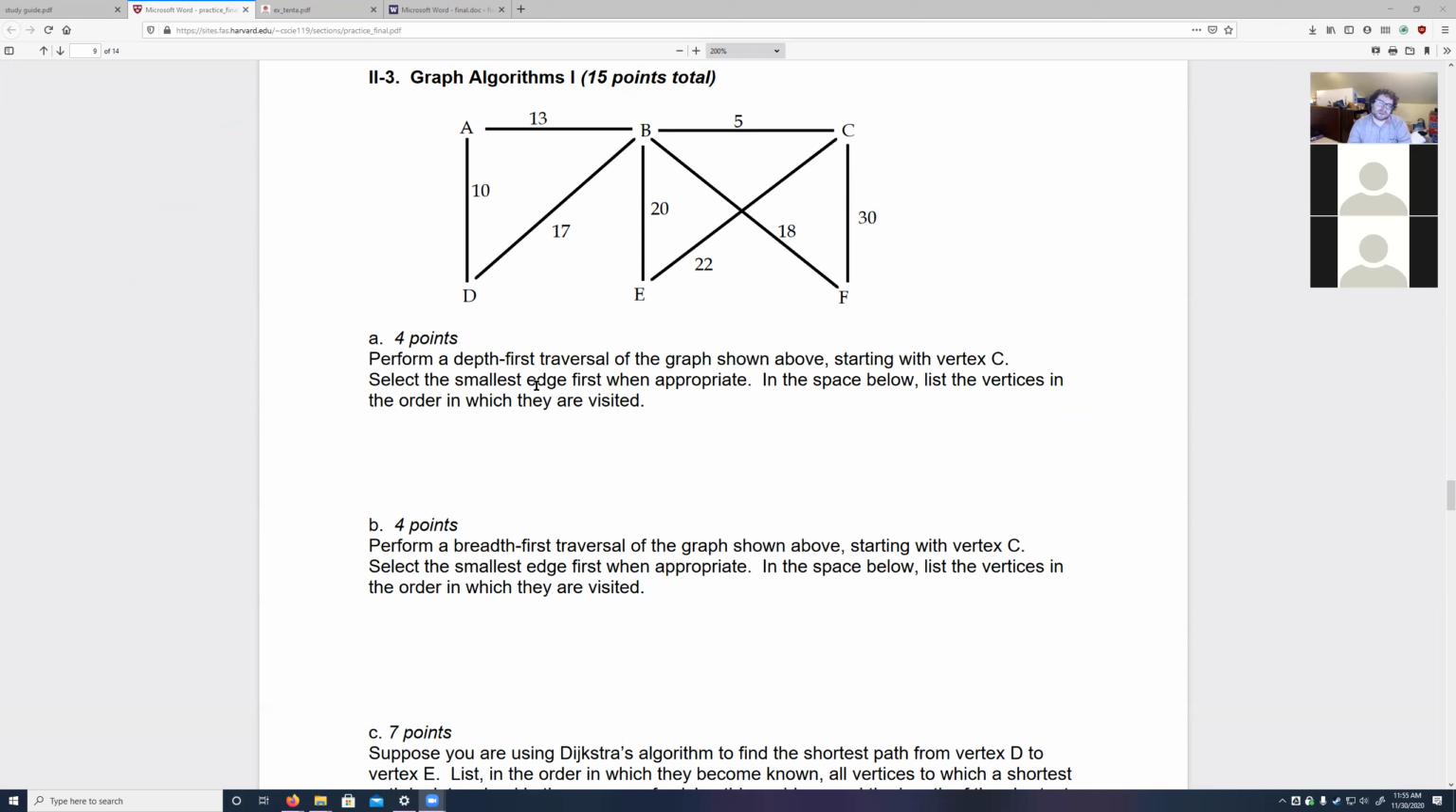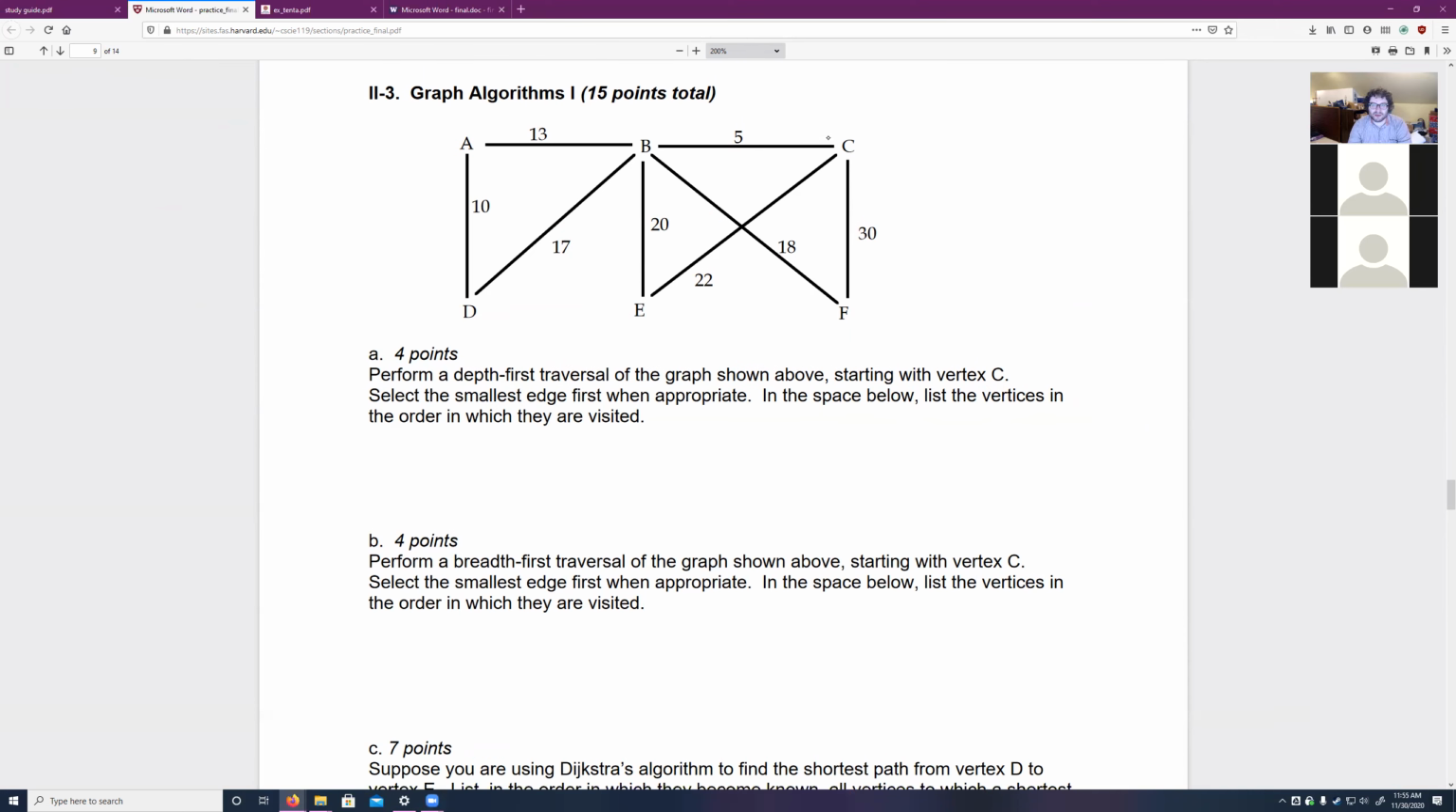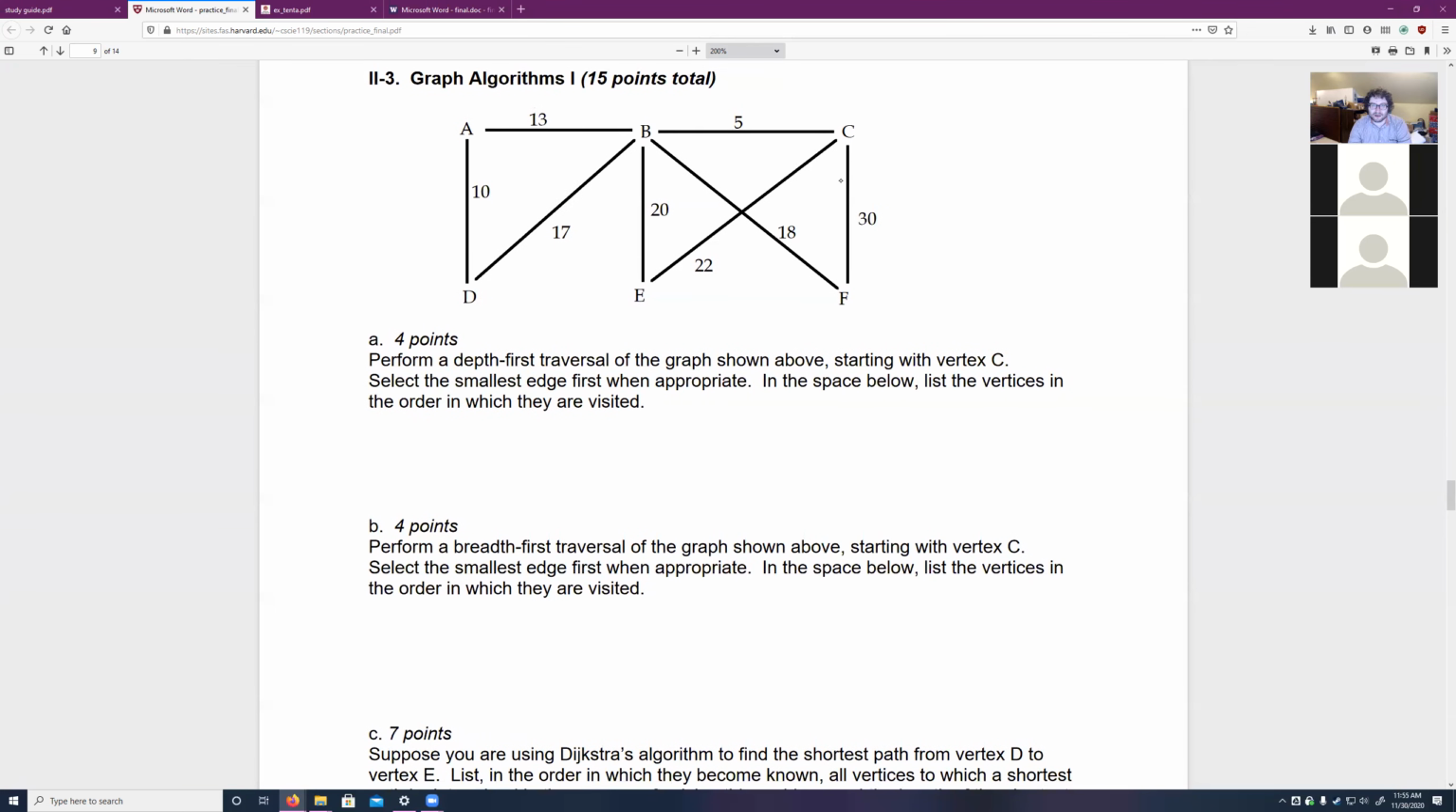Perform a depth first traversal of the graph shown above, starting at vertex C. Okay, so we will go ahead and do that. And let's go with a violetish color.